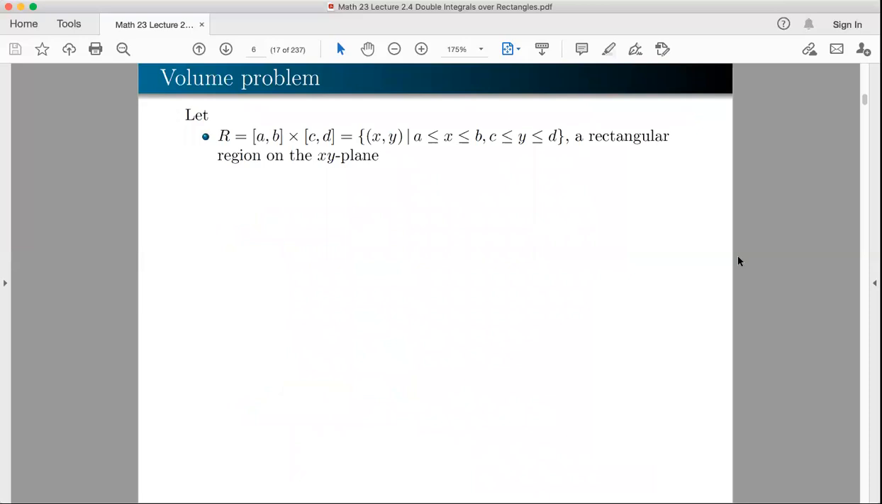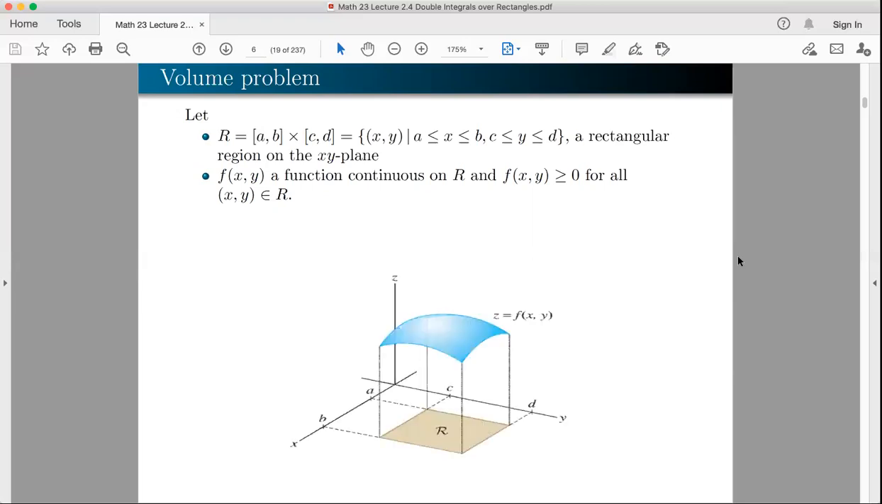Now, consider a rectangular region on the xy plane. So the rectangular region R is denoted by the cross product of the intervals AB and CD, where AB is the interval for x and CD is the interval for y. Also, suppose that our function f is continuous on R and it is non-negative for all points in R. So to illustrate that, here on the x-axis, we have the interval AB, and on the y-axis, we have the interval CD. So we form the rectangular region R on the xy plane.